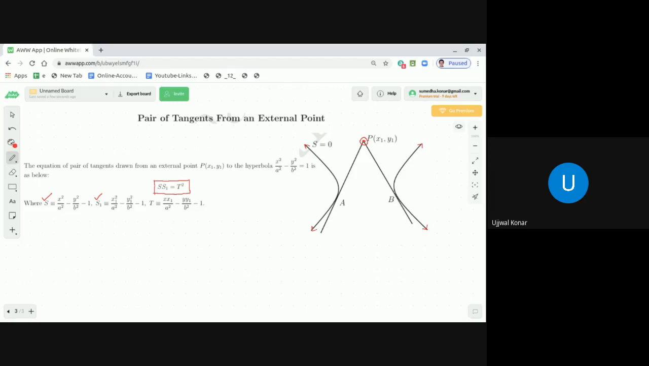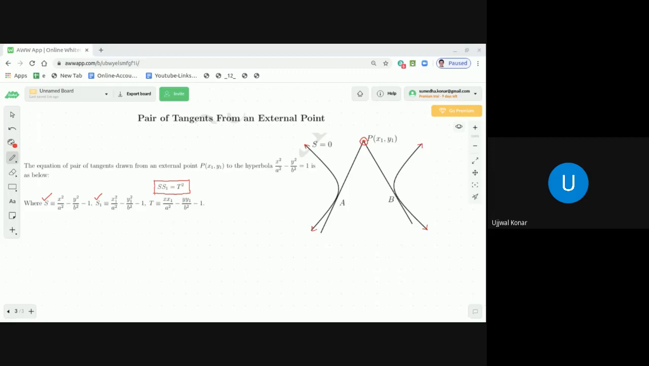That is the equation of the pair of tangents from an external point having coordinates (x1, y1) to the hyperbola x square by a square minus y square by b square equal to 1. So this is the equation of the pair of tangents. I hope things are clear to you. The next point I'm going to discuss, dear students, is called the chord of contact.